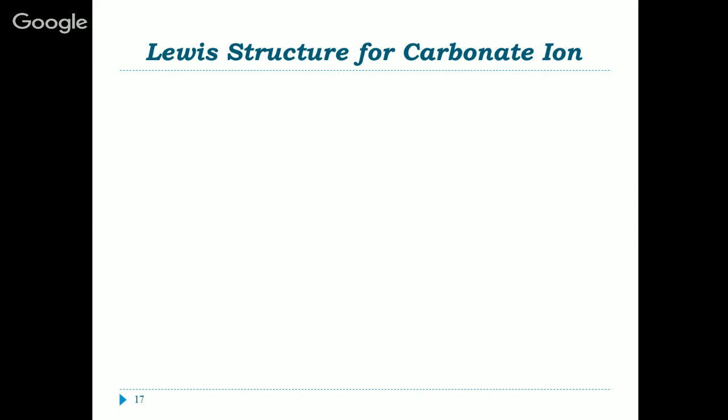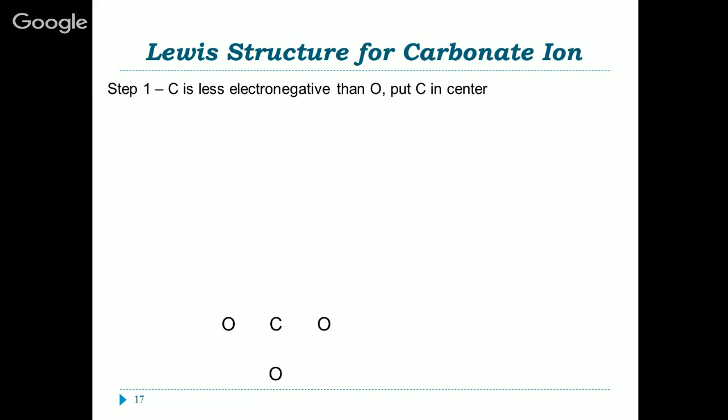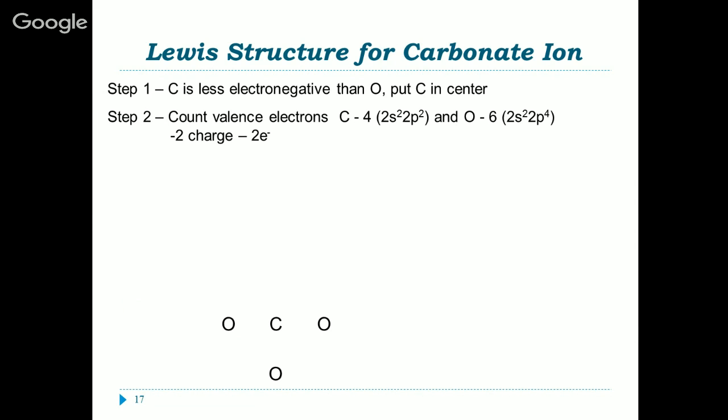Looking at another one, the carbonate ion. This is a polyatomic ion. Carbon is less electronegative than oxygen, so we put it in the center. How do we know it's less electronegative? We look at our periodic table. So carbon is surrounded by 3 oxygen atoms. How many total electrons? Carbon starts with 4, oxygen starts with 6, and since we have a -2 charge, we have to add in another 2 electrons.